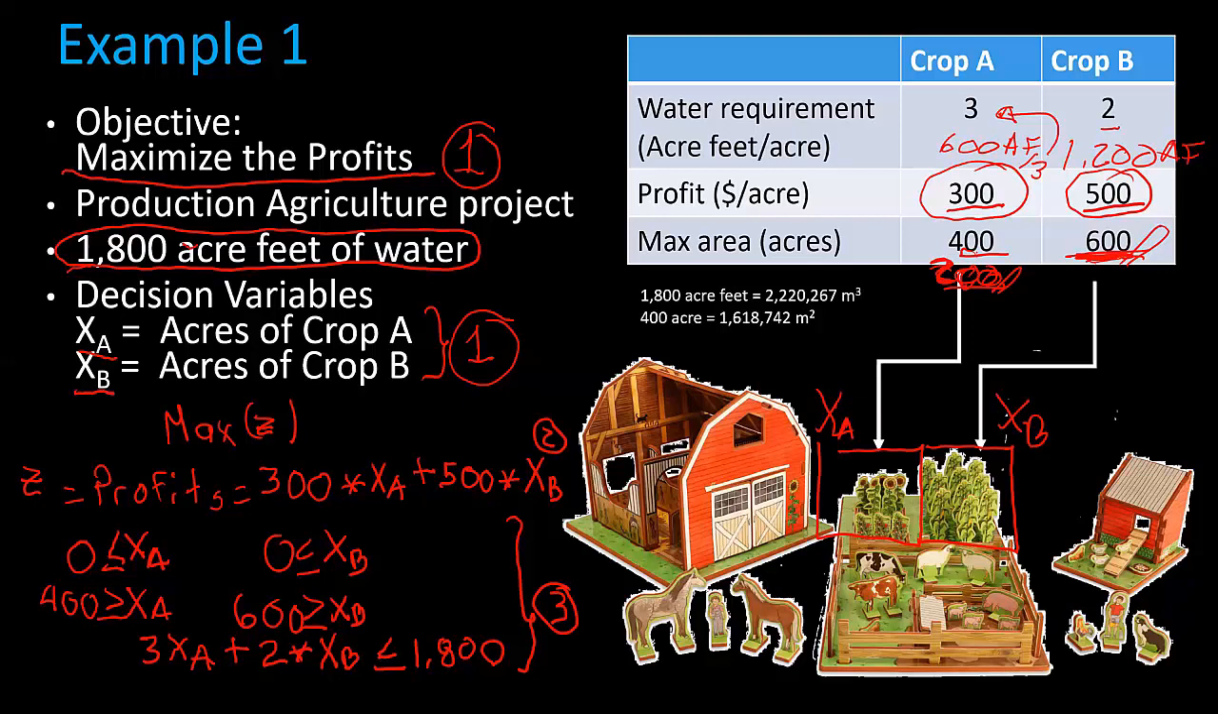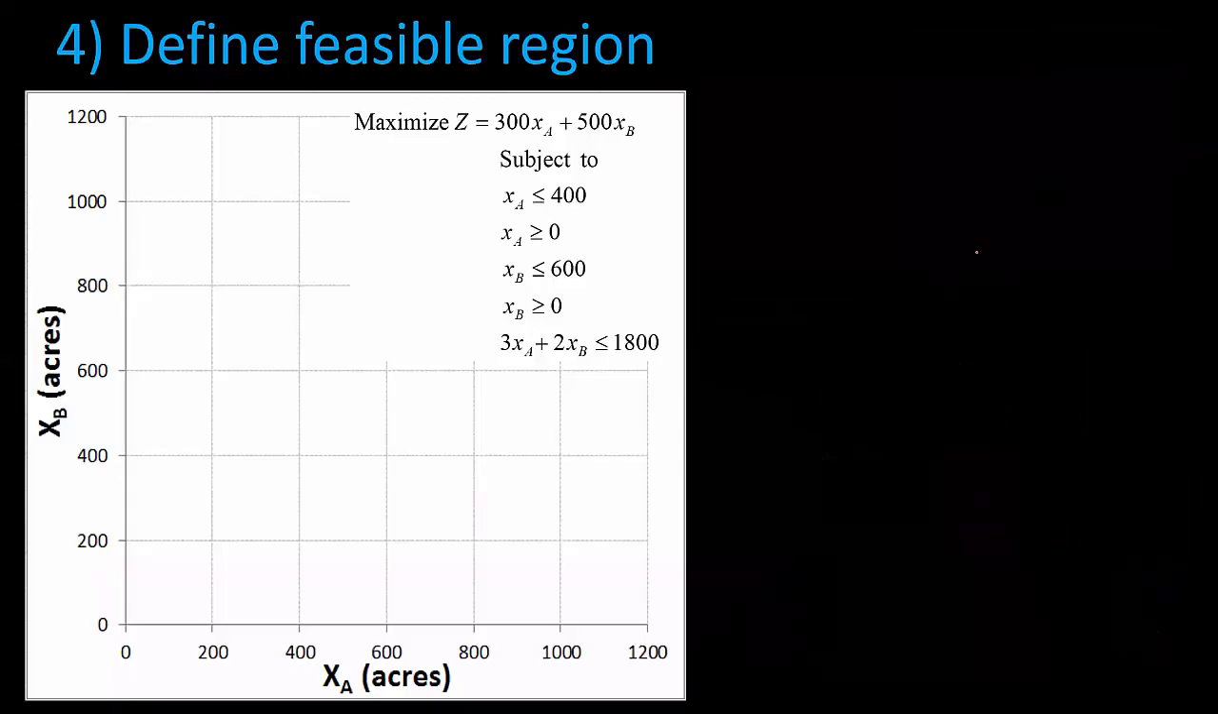So going back, we have identified our objective function, so we write the equation. We have also defined the constraints, this set of constraints in number 3. And now we need to define the feasible region. What do I mean by feasible region? We have these different constraints, and how can I think of those constraints in terms of this kind of XY plane? The x-axis is XA, the number of acres for crop A, and XB is the y-axis, the number of acres for crop B.